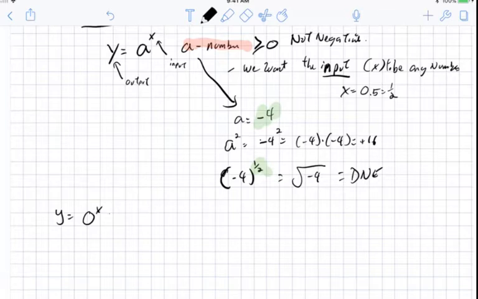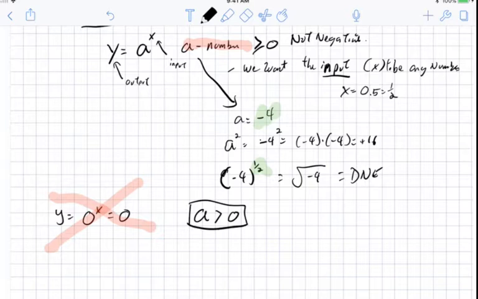This is just 0. So we don't even really talk about this as an exponential. For the most part, we only refer to exponentials in terms of a being bigger than 0, because otherwise you have some interesting behavior there. Okay, so the long and the short of it is an exponential function is an expression like that.